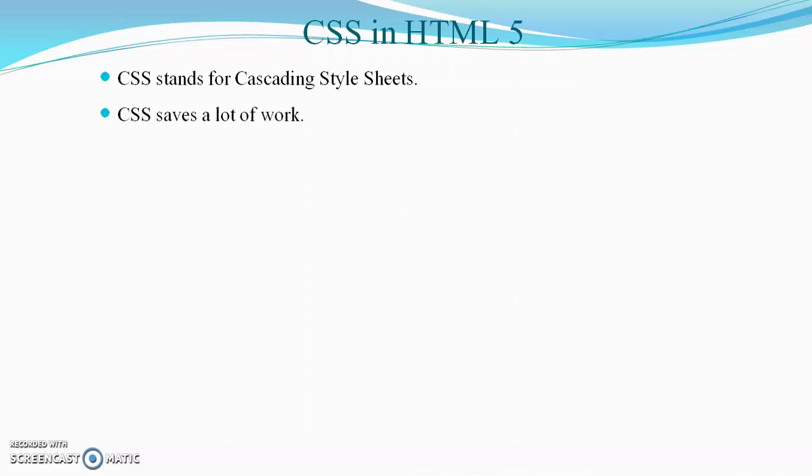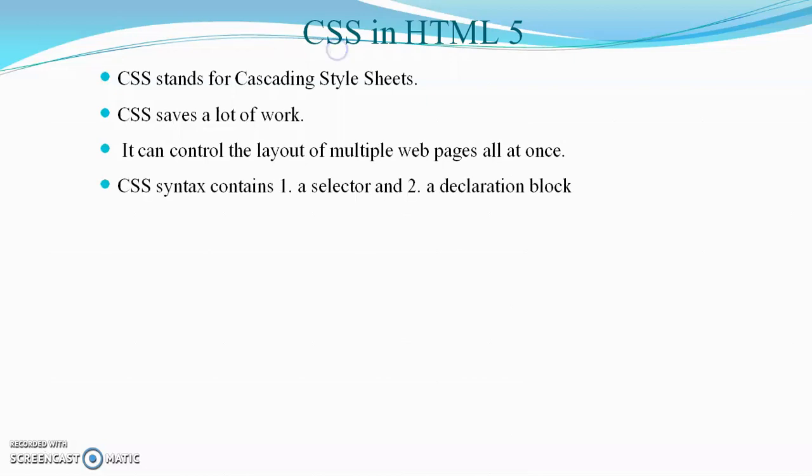CSS in HTML5, that is cascading style sheet in HTML5. CSS stands for cascading style sheet. CSS describes how HTML elements are to be displayed on the screen, paper or in other media. CSS saves a lot of work for us. It can control the layout of multiple web pages at once.